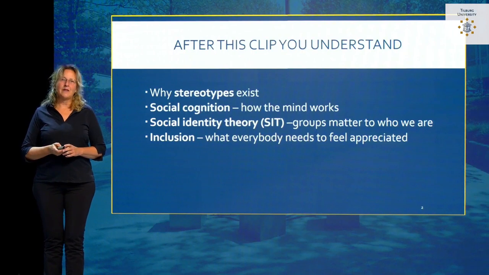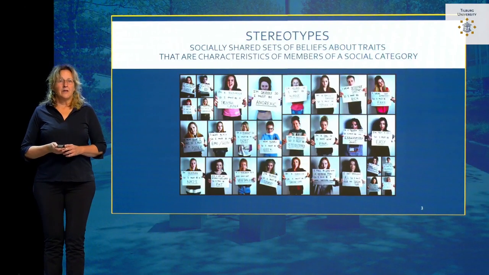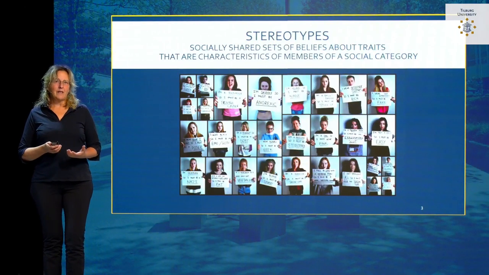So like I said, let's first start and have a look at stereotypes. Talking about other people. So in a scientific definition, stereotypes are defined as socially shared sets of beliefs about traits that are characteristics of members of a social category.